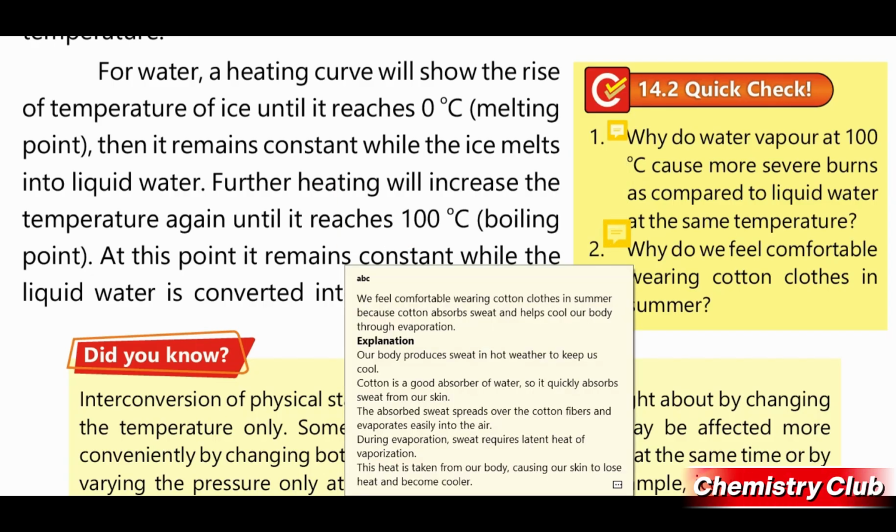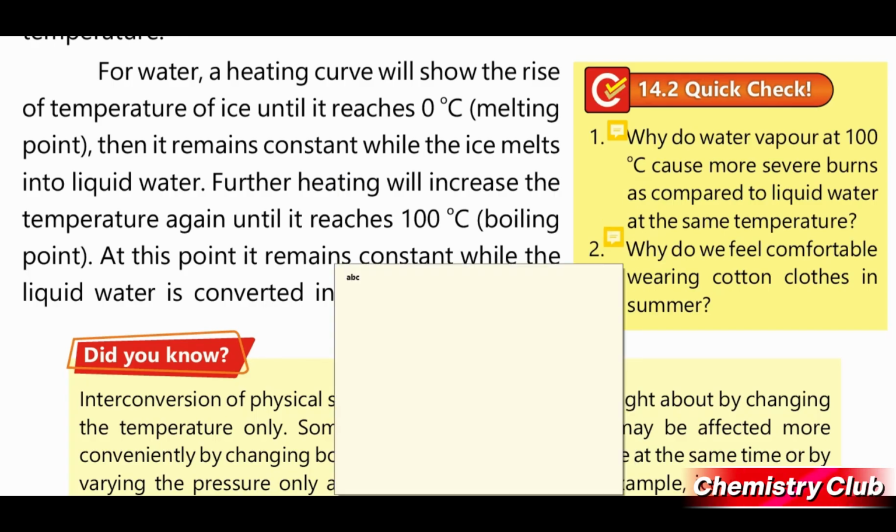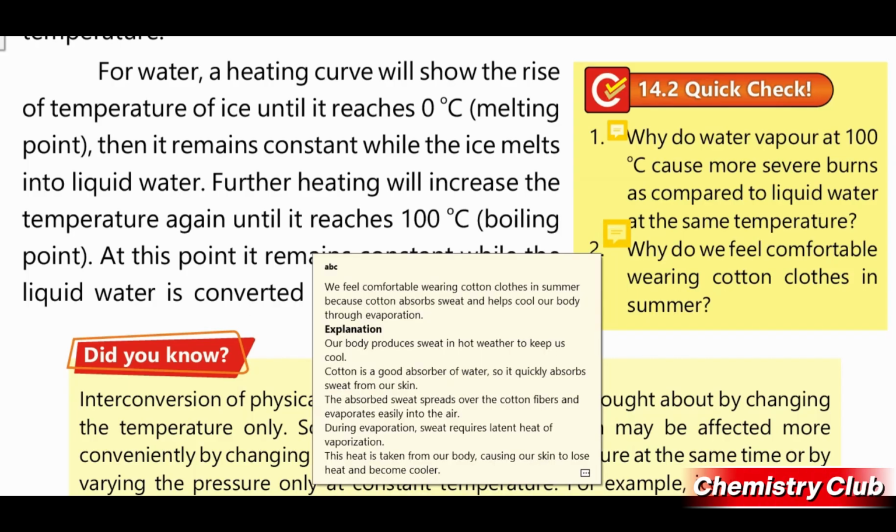Second question, why do we feel comfortable wearing cotton cloths in summer? And the answer is we feel comfortable wearing cotton cloths in summer because cotton absorbs sweat and helps cool our body. Water absorbs heat and helps cool our body through evaporation. During this process, our body produces sweat in hot weather to keep us cool. Cotton is a good absorber of water, so it quickly absorbs sweat from our skin. The absorbed sweat spreads over the cotton fibers and evaporates easily into air.